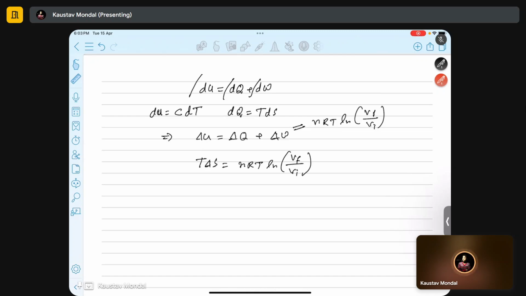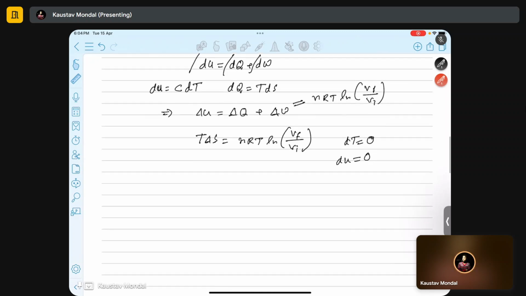Now here delta U is CvdT. Now we know that already. During this process, there is no change in temperature, right? So dT is basically 0, which actually means dU is also equal to 0. So this is one thing you have to consider: as the temperature change is very small here, the change in internal energy should also be equal to 0.